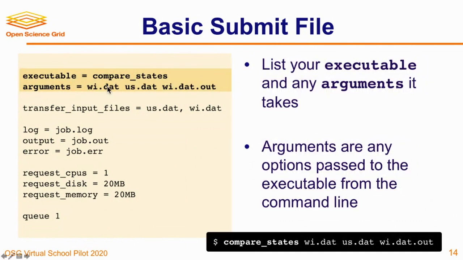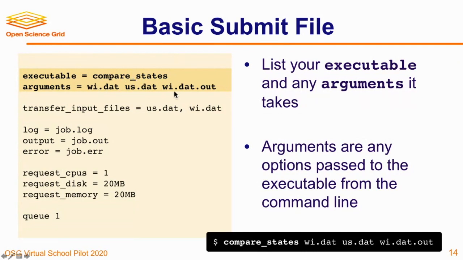First, or not first, it doesn't really matter what order these are in, but first we'll talk about the executable. So the executable that needs to go with each job we'll list here. In this case, compare states might be a compiled binary that contains everything it needs, but it could also be a script that runs some other programs, perhaps. In our case, it's a single executable.